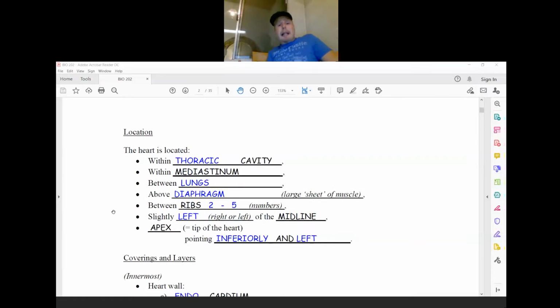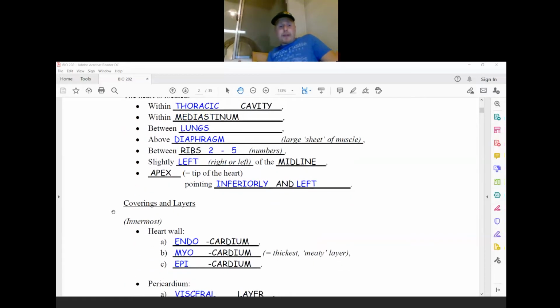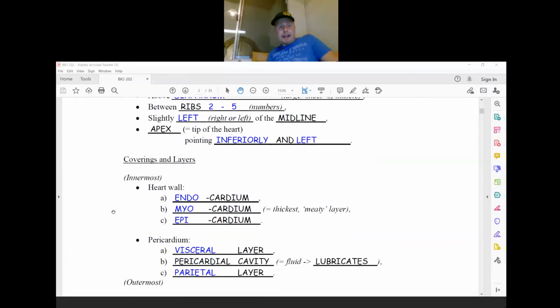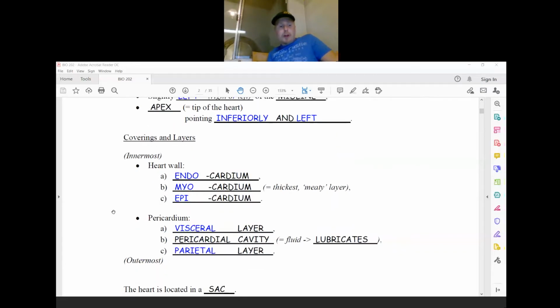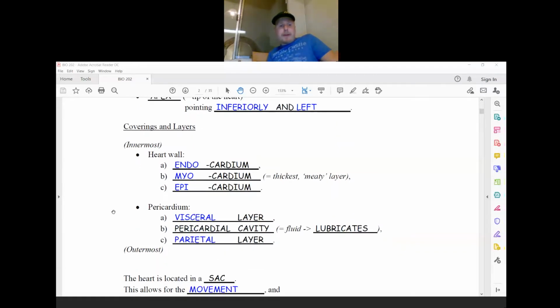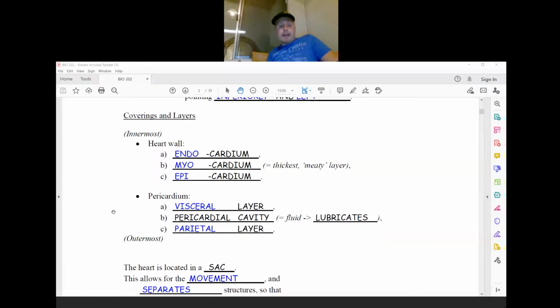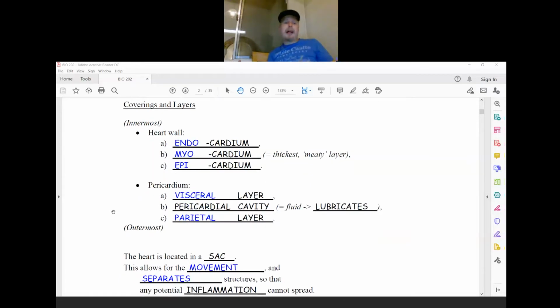In terms of the layers, we had a look at the coverings and layers that the heart has. Let's go through first what they are and then have a look at why we have them. So let's look at the heart wall first. The heart is made of a muscle wall.